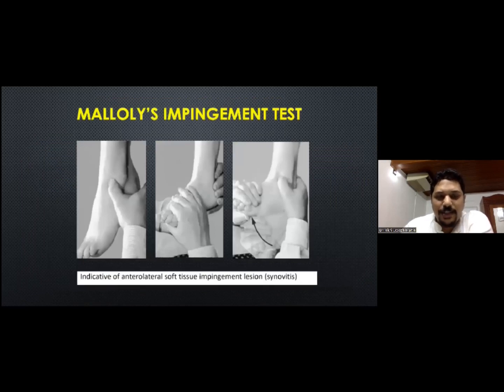So a few tests which are usually described and which are useful in our clinic. First would be the impingement test, where we hold one hand behind the calcaneus and one hand on the forefoot, and the thumb palpates the anterolateral part of the talocrural joint. Initially the foot is kept in plantar flexion, then slowly dorsiflexed with eversion, and the patient is asked to indicate when this maneuver is done. If there is pain, this is indicative of a positive impingement test.